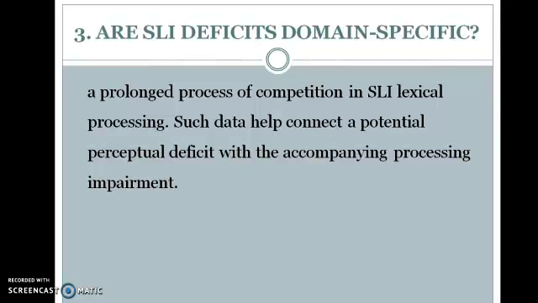hypothesized in SLI. However, the comorbidity of non-linguistic task difficulties for children with SLI, in research done by Barry, Yasin, and Bishop in 2006, calls this interpretation into question. The result is a prolonged process of competition in SLI lexical processing. Such data connect a potential perceptual deficit with the accompanying processing impairment, like I said before.